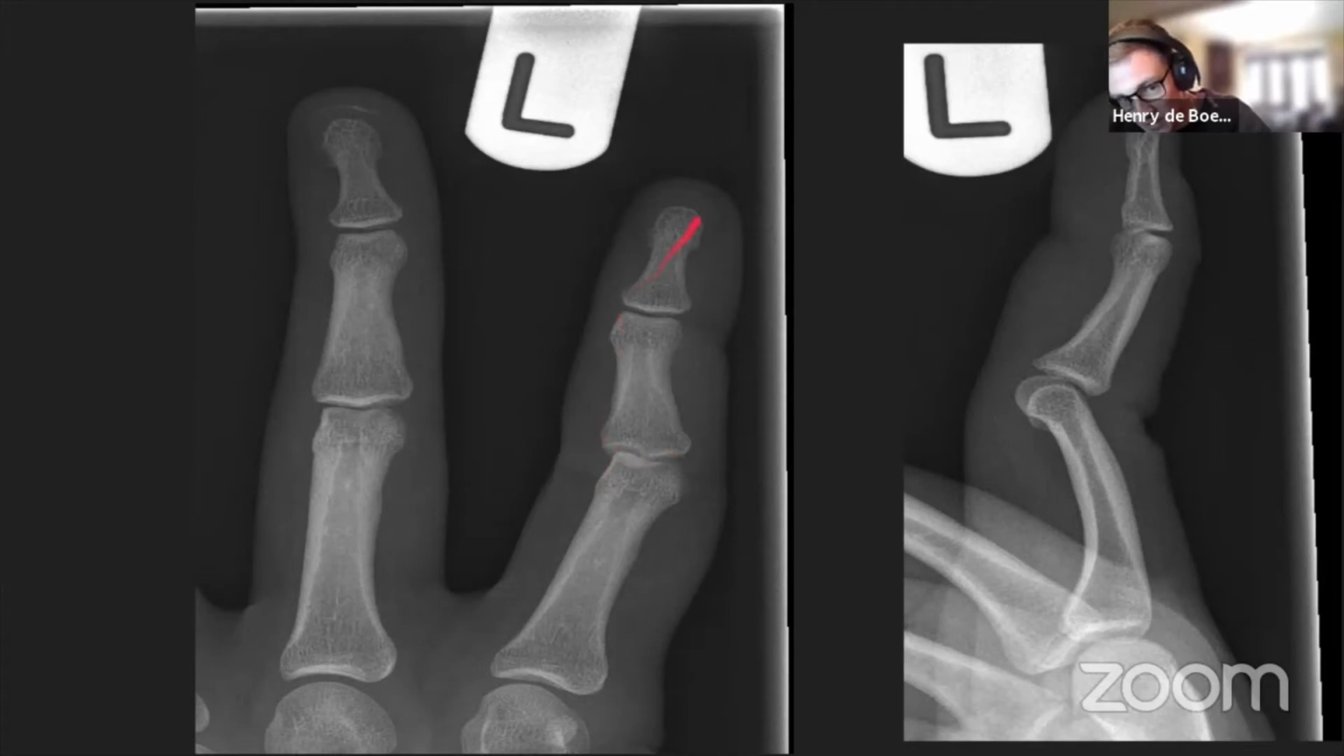And when you combine that with this subluxation, and then we look on the lateral, it confirms those suspicions that there is dorsal subluxation or dislocation at the proximal, or the metacarpophalangeal joint. No, sorry, proximal interphalangeal joint, my mistake. Yeah, it's wonky. And that's where it should be normally, and it's dorsally dislocated or subluxed.